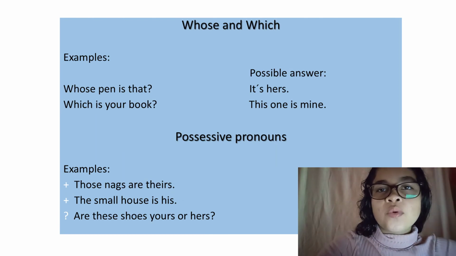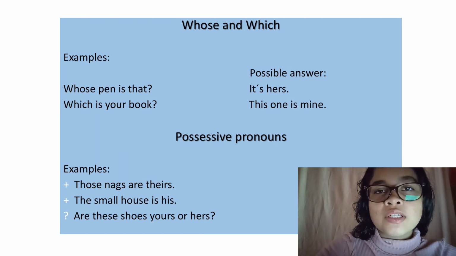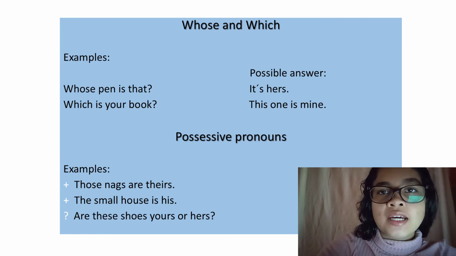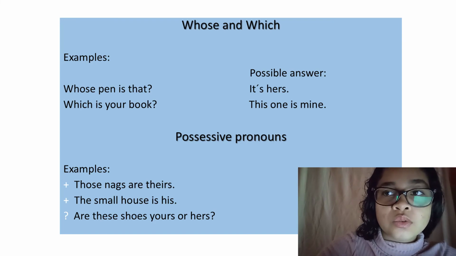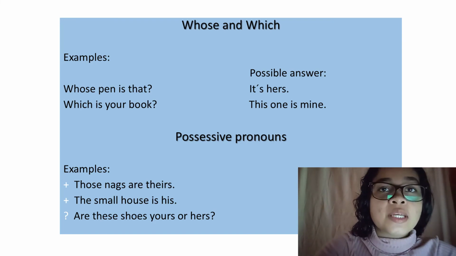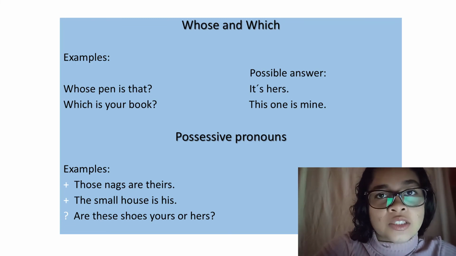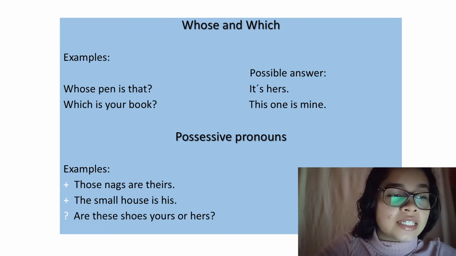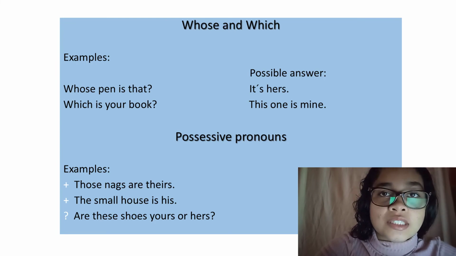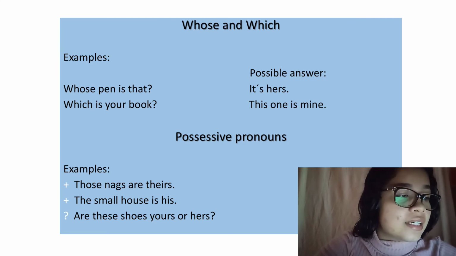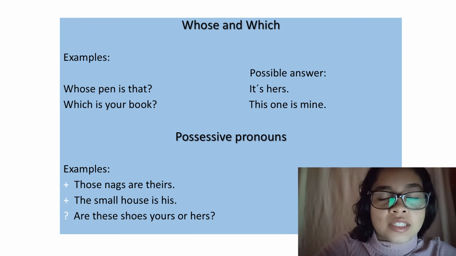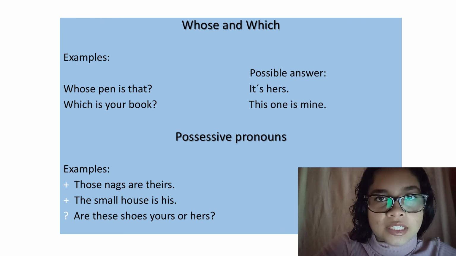Let's remember, we use whose when we want to know who owns something and which when we want to ask which one. For example, with whose pen is that, the answer can be, it's hers, or with which is your book, the answer, this one is mine.